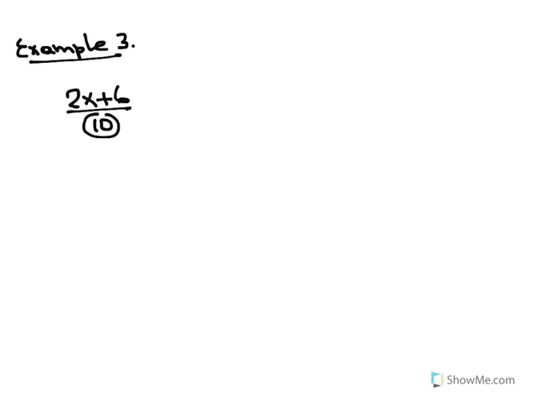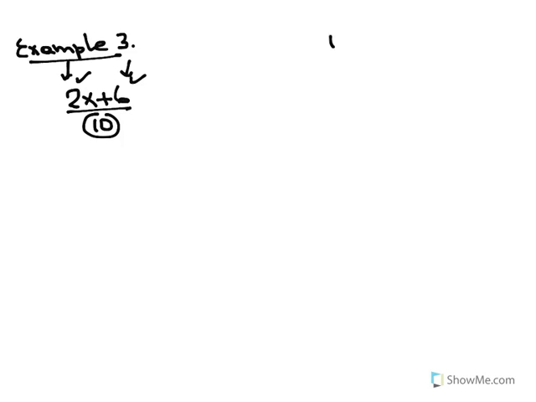This is a perfectly good answer. Okay, let's do another example. So I'm going to go to example 3. In example 3, I have 2x plus 6 divided by 10. Okay, this is a little different. I can see that the 10 can be simplified with the 2 and the 6, but I cannot cancel the 10 with any common factor of 2 and 6 unless I have a factor.